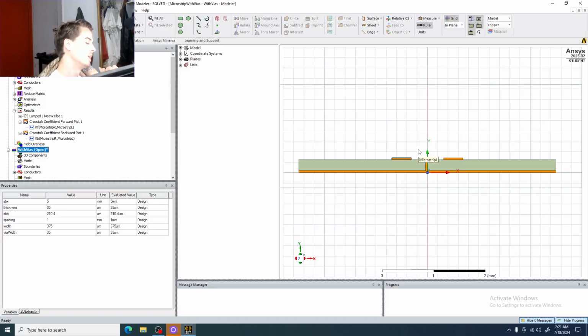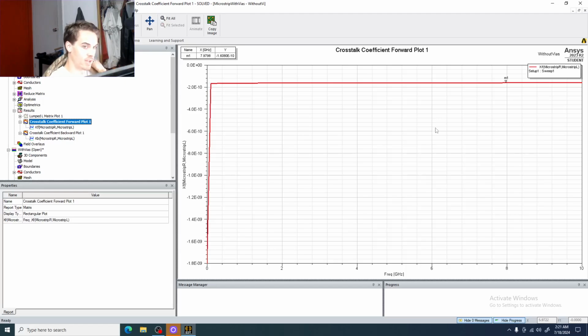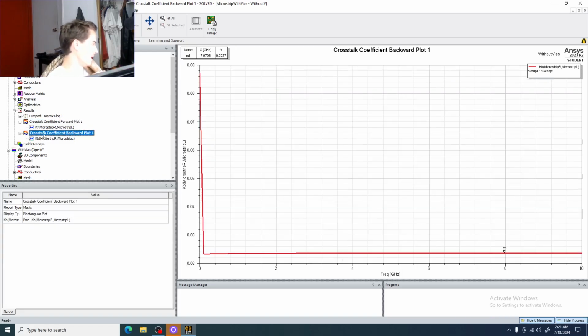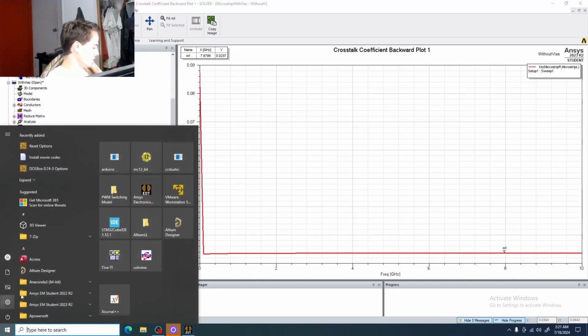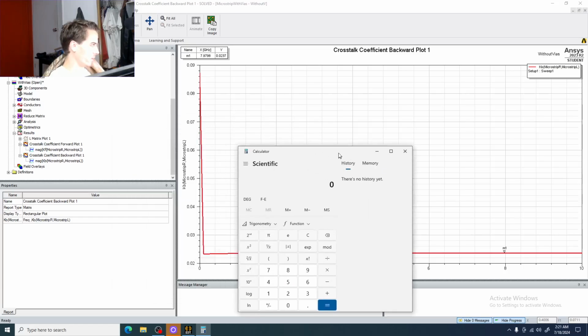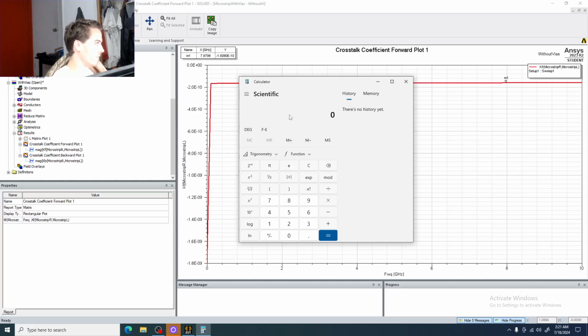So pretty much I simulated this, and I used ANSYS to calculate the crosstalk coefficient. So we had the forward coefficient, and we're looking at it at the very high frequencies where it plateaus, and then we do it for the forward and backwards, and then for this case too. So what we'll do is we'll get a calculator out, and then for the forward crosstalk we're going to divide these to see what we get.